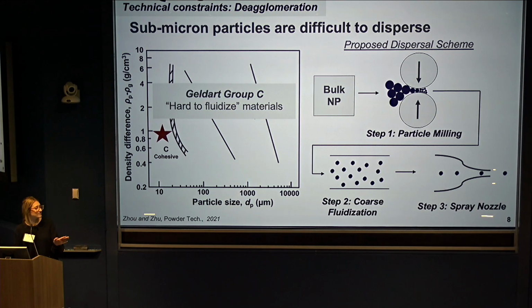Technically, there are a lot of ways you can try to go about achieving this. This is one example of a means of doing so, in which you start with a bulk nanopowder, you undergo some type of particle milling process where you break up larger agglomerates, before beginning to fluidize that material, and then using something like a spray nozzle to impart shear forces on the agglomerate that would ideally result in agglomerate breakup. So this is one idea of how these types of submicron particle size distributions could be achieved.